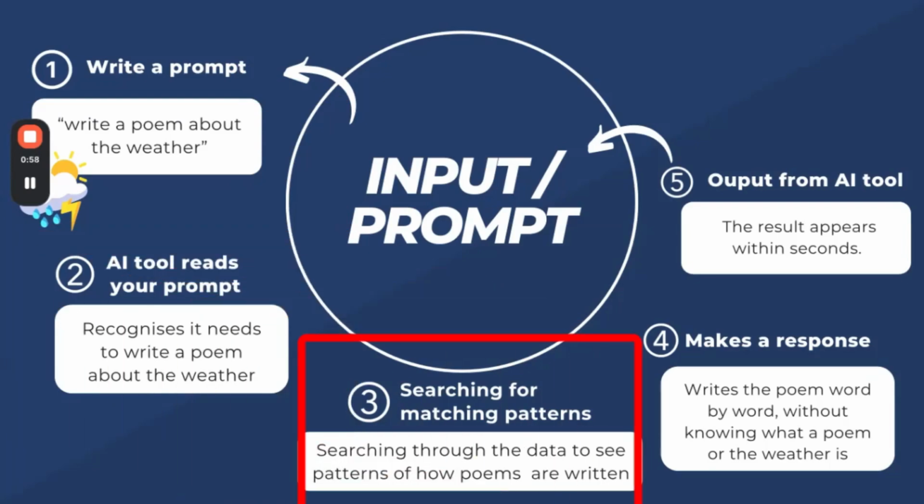Then the AI will be searching for patterns. The tool has been trained on a very large amount of written text, such as books, articles, or websites. From that training, it has learned how language is typically used in different settings. It now searches through those patterns to find how poems are generally written. Then it looks at which words and phrases are commonly associated with weather. Each word is chosen because it's the most likely word to follow the previous one in this context. The result appears within seconds. The user can then again respond to this with a new prompt, asking to edit it or, for example, change the topic.